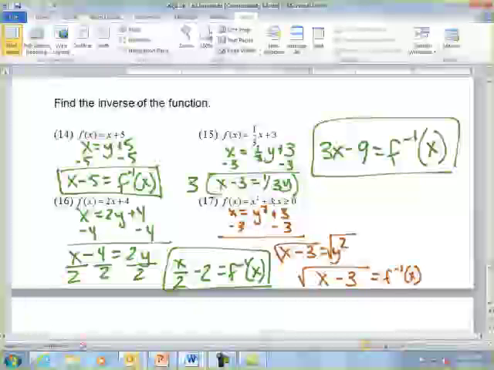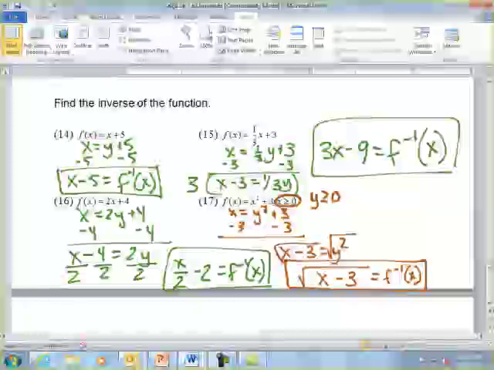In the original question, we're given this little piece of information that says x is greater than or equal to 0. But if we're swapping x and y's, that means that y is greater than or equal to 0, which means we're just dealing with positive answers. So we don't need the plus and minus. What if it said less than or equal to 0? Then we need to put the negative in front of that square root.